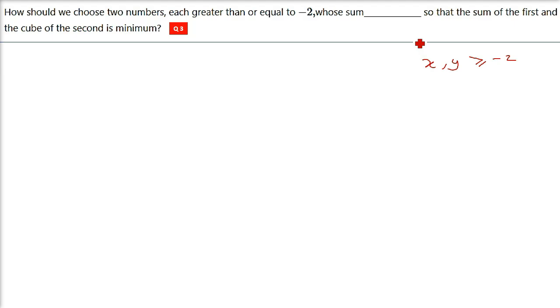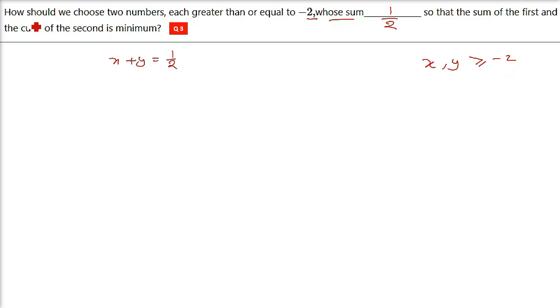The second part of this question is whose sum is half. This is given in the question, so I am writing it here. The question is saying the sum should be half, so that the sum of the first and the cube of the second is minimum. As we have x and y, those two values are the variables we generally take when we have two variables, x and y. When we have a third variable, we take it as z also.